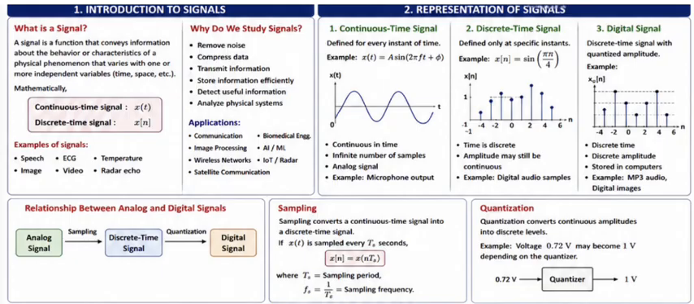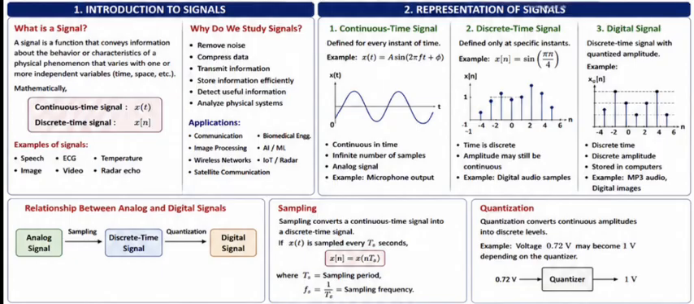Similar to that, in communication also, I need to transmit some useful information from a transmitter to a receiver, and the medium is going to be air or optical fiber cables or something, through which I'm going to transmit the information with the help of the signal. So signal plays a very vital role in communication systems.